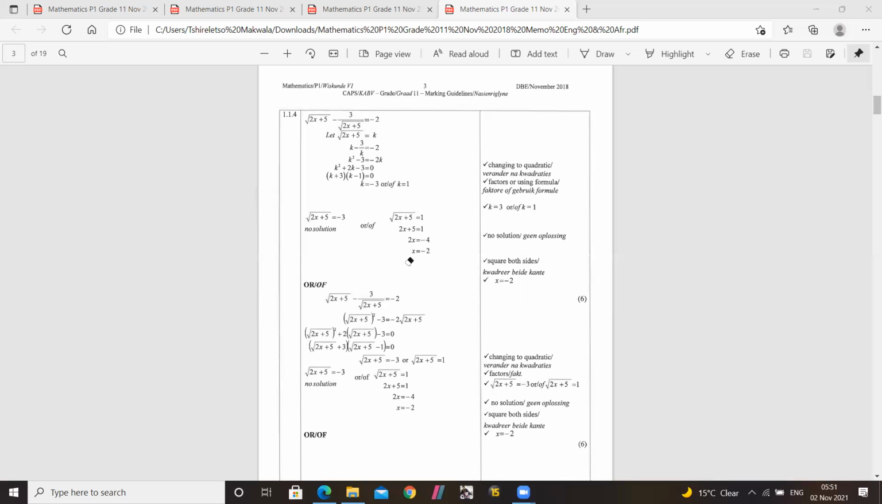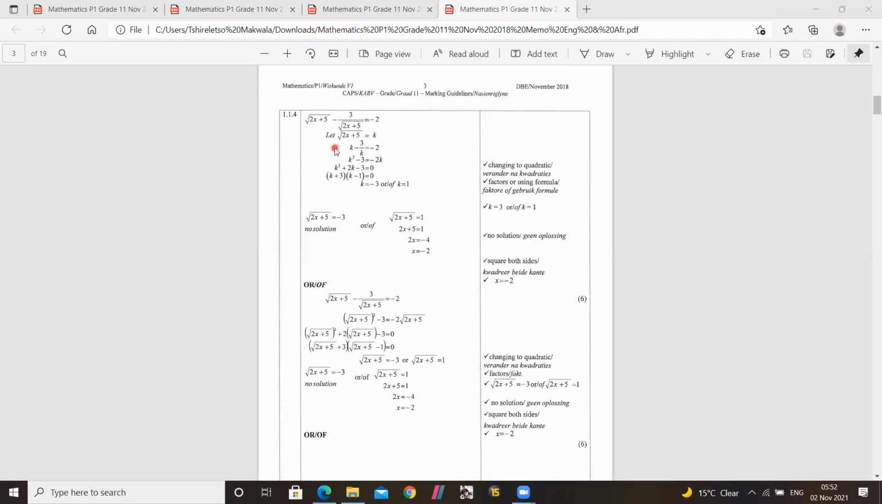Then here they calculated x. Don't forget, we substitute back to see if it works, because there's a square root. Every time there's a square root, you have to check if the answer works, because it might not. Then let's go to let types of questions. So that was for square roots.